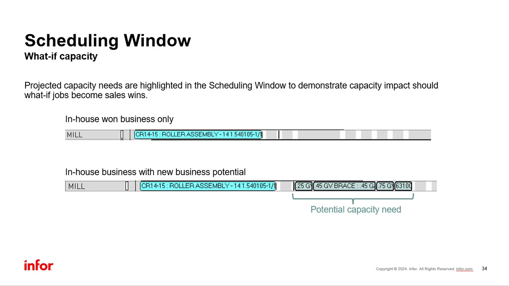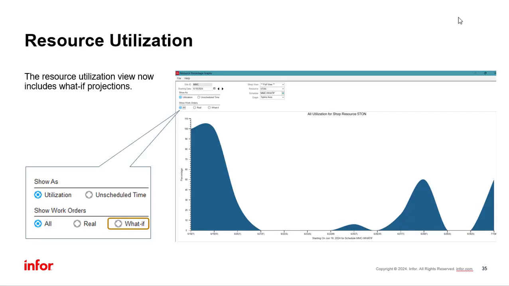In the scheduling window, what-if work order capacity will appear as green on the Gantt chart as shown in the bottom image. Different shades of green are used for frozen operations, late operations, etc. if it's involving a what-if work order. To review the effects of what-if work orders on capacity, the Resource Utilization Report has a new option to show or include what-if work orders in the utilization projections and schedule comparisons.